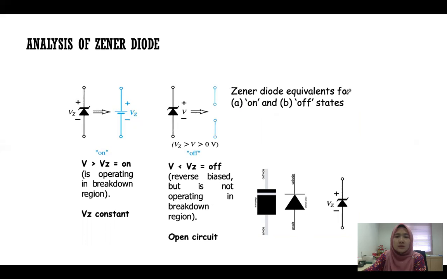So the Zener diode equivalence for on and off states. This is on and off for a Zener diode. When V is bigger than Vz, then this is on, meaning that it is operating in the breakdown region. But if V is less than Vz, then it is reverse bias, but it is not operating in the breakdown region.